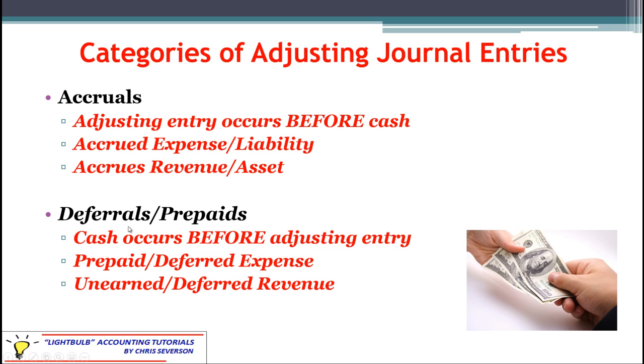The opposite type of adjusting entry would be the deferrals or prepaids. In these cases, the cash occurs before the adjusting entry. So the cash payment or cash receipt, that entry occurs before the adjusting entry. And then the adjusting entry itself is to determine how much of that cash transaction can now be recognized as either revenue or expense. So we have the prepaid or deferred expense, and we have the unearned or deferred revenue. Those are the 2 types of adjusting entries there.